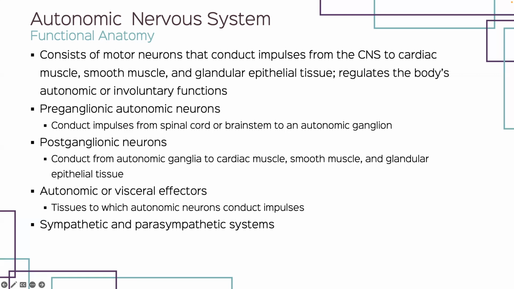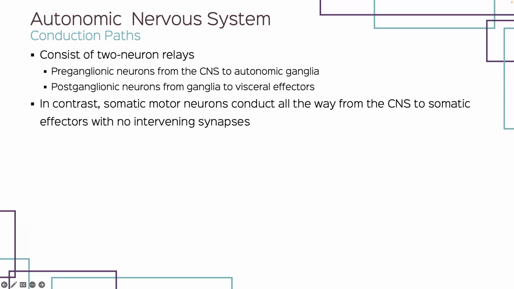Specifically, these visceral effectors are cardiac muscles that make up the wall of the heart, smooth muscles that make up the walls of blood vessels or our hollow organs, and glandular epithelial tissue that makes up the secreting portion of a gland.